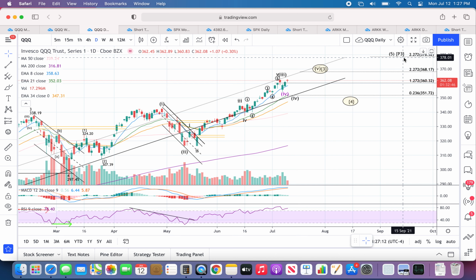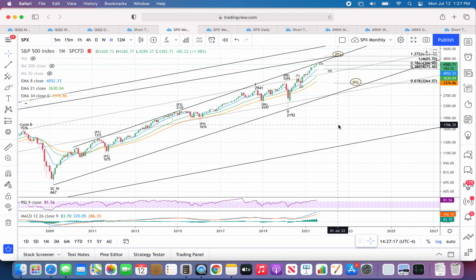Okay, so that takes you through on the QQQs. Let's now look at the S&P 500. In a very similar fashion, take a look at the monthly chart. There is no monthly divergence on this chart.